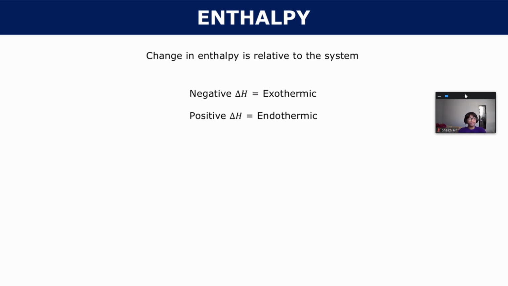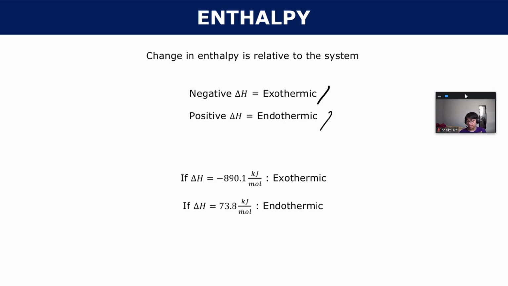If I spend money, it's analogous to spending money, I have less money. If I get in more money, then I have more money. And so spending money is like a negative change in enthalpy, and getting money is like a positive change in enthalpy. So for some examples, if the change in enthalpy were negative 890.1 kilojoules per mole, that'd be exothermic. But if change in enthalpy was 73.8 kilojoules per mole, that would be endothermic.